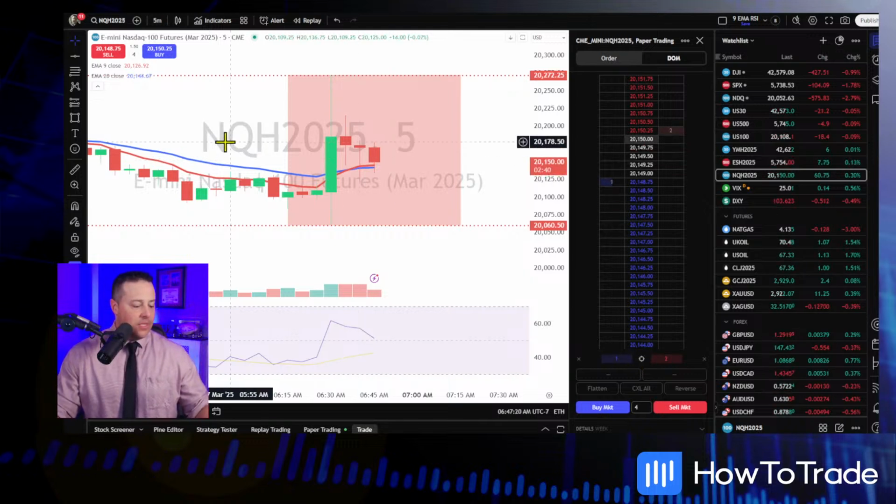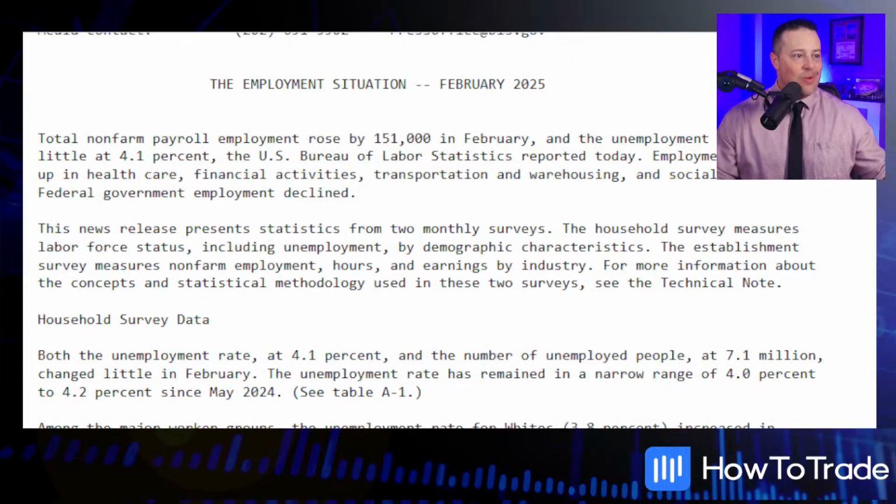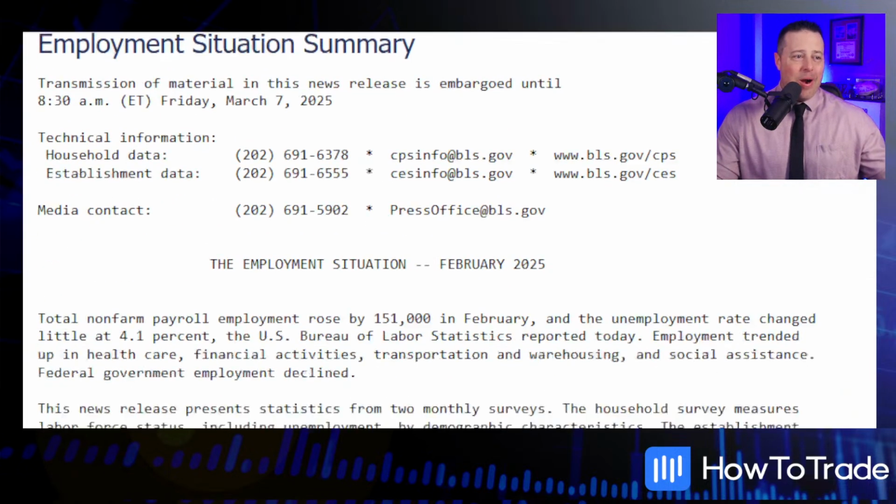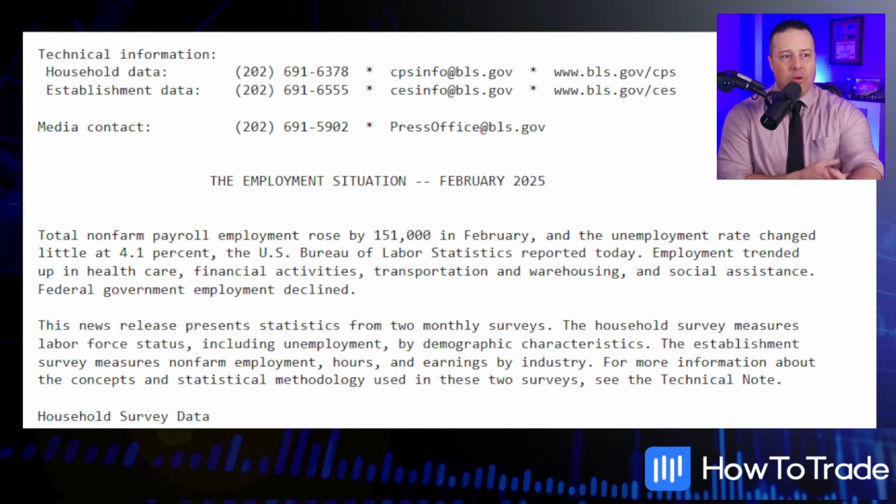Let's go over these numbers and see exactly what the heck happened. All right, here's the employment situation, February 2025, brought to you by the U.S. Bureau of Labor Statistics. Total non-farm payroll employment rose by 151,000 in February, and the unemployment rate changed little at 4.1%. That's huge.